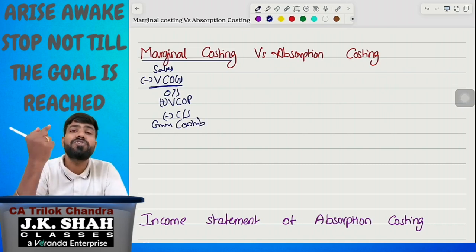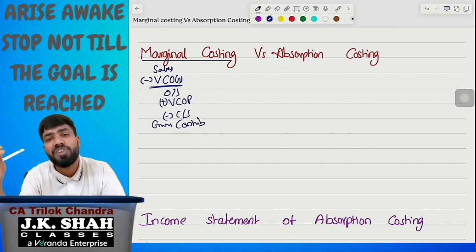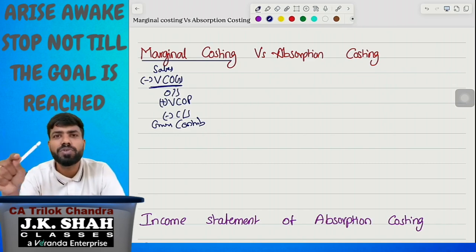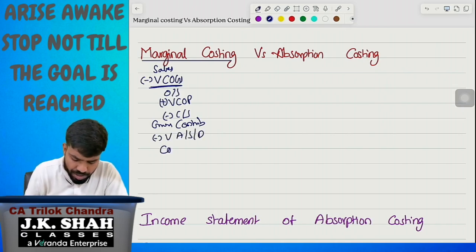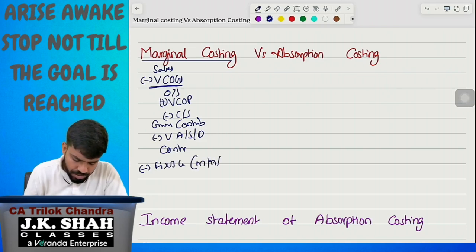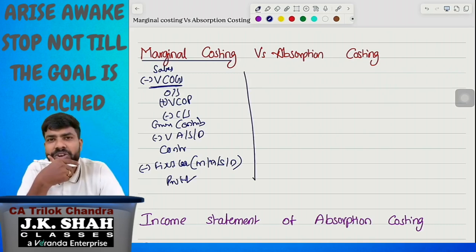Because sales minus total variable cost is contribution. But what we are reducing is only variable manufacturing cost in the name of variable cost of goods sold. So sales minus variable cost of goods sold will be called gross contribution. From the gross contribution, if you exclude variable administration, selling and distribution cost, we call it contribution. Minus fixed cost, that is fixed cost of manufacturing, administration, selling and distribution, we call it profit. This is the format of income statement under marginal costing.